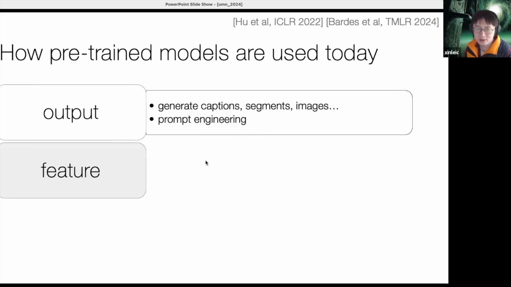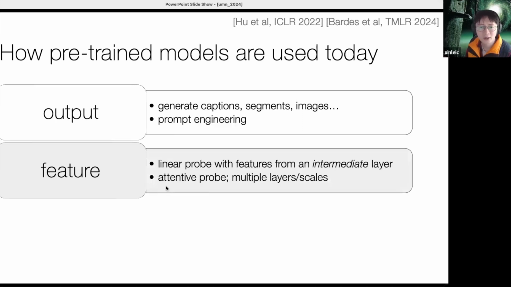And the second way to use it is to compute features. So for example, one can add a linear classifier on top of the features extracted from such models. And there are fancy ways to do it too. For example, attentive probing. So that's like a weighted combination of the features, and you can extract the features from multiple layers of the deep neural network, and multiple scales for vision as well.